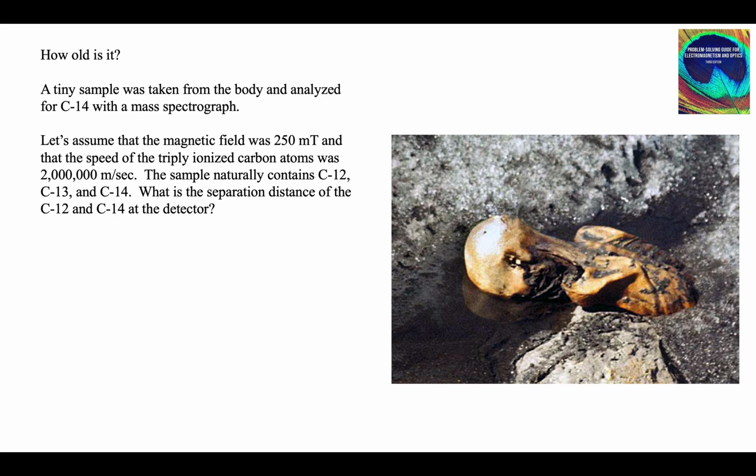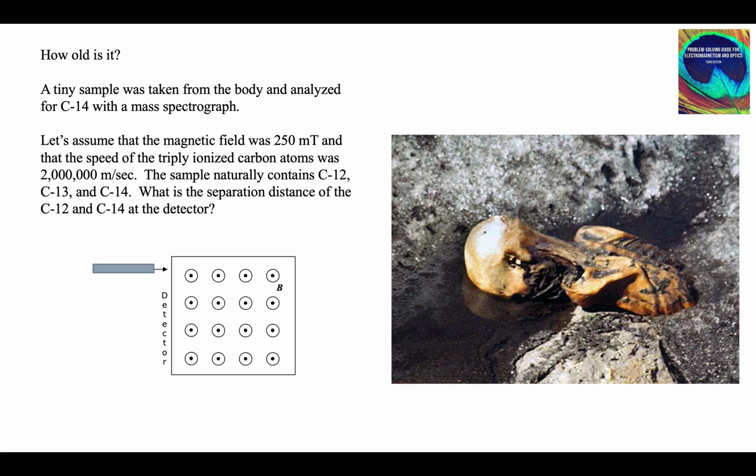Let's put some numbers in there. The magnetic field, 250 millitesla. The speed of the triply ionized carbon atoms is 2 million meters per second. The sample naturally contains carbon-12, carbon-13, and carbon-14. What's the separation distance of the carbon-12 and carbon-14 at the detector? So here's the instrument, and here's the detector.